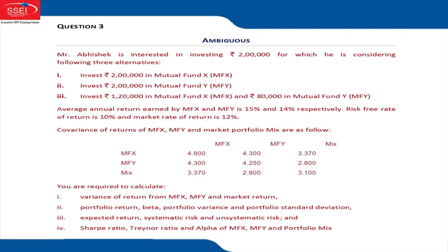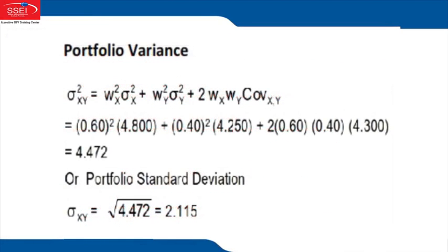Portfolio variance in SD. So portfolio variance: weight square into variance, weight square into variance, 2 into weight into covariance. So that means 0.6 square into 4.8 plus 0.4 square into 4.25 plus 2 into 0.6 into 0.4 into 4.3, the whole square root. Let me show you the answer. Let's come to the answer and see the standard deviation portion. Yes, here the institute has done 0.6 square into 4.8 plus 0.4 square into 4.25 plus 2 into 0.6 into 0.4 into 4.3. That's the variance and the square root is 2.115.